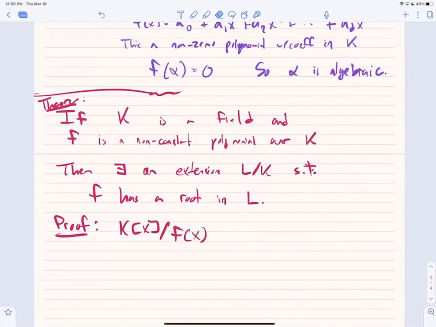Okay, let me say it this way. Well, K[X] is a PID, or even just a UFD. So let me take an irreducible factor. Let me not use more than I need.